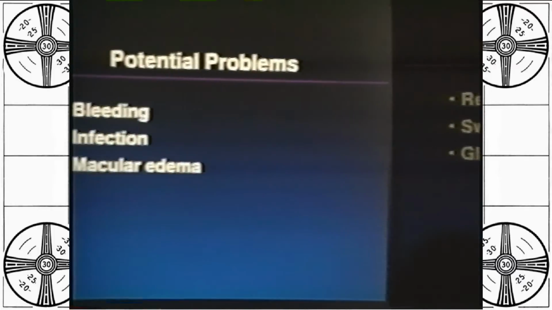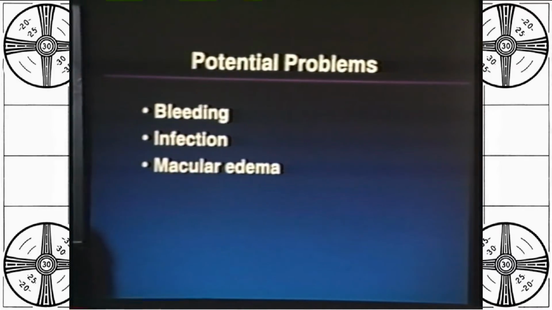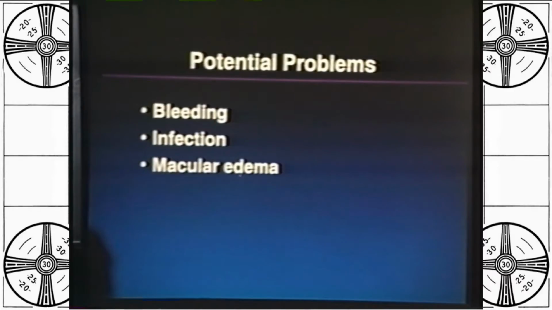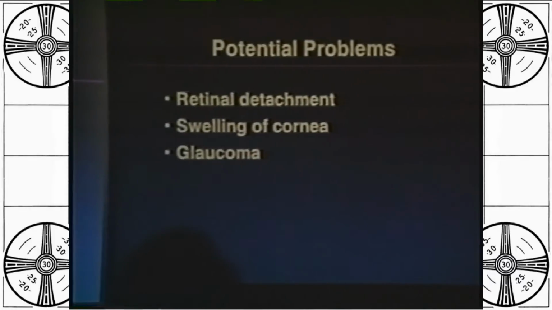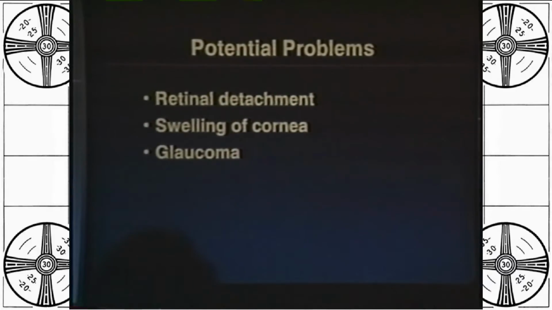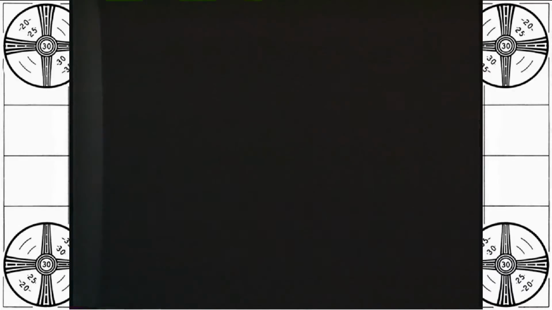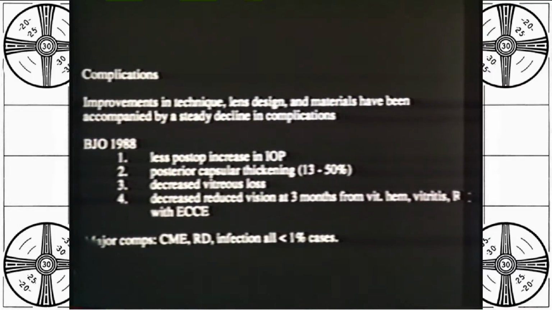What are potential problems with cataract surgery? Bleeding, infection, macular edema or swelling in the retina, retinal detachment, swelling of the cornea, and glaucoma. But fortunately, these complications happen less than 1% of the time. For example, infection less than 0.5% of the time. It's a very safe procedure.